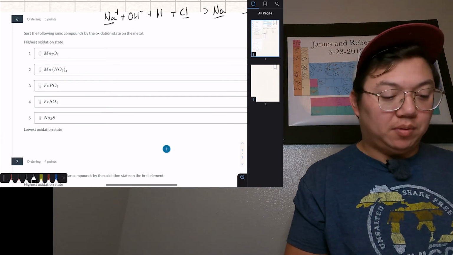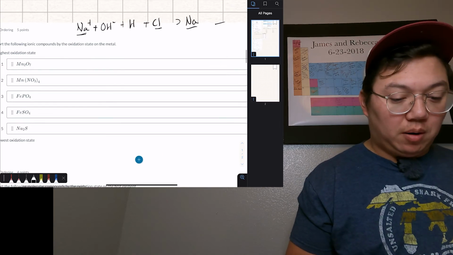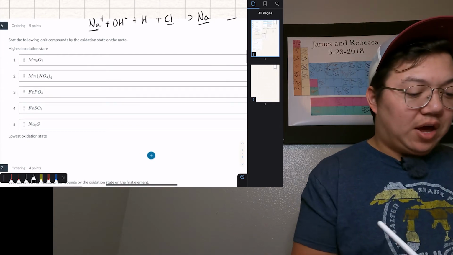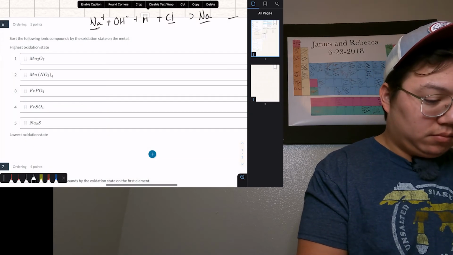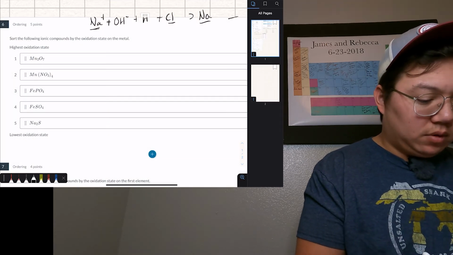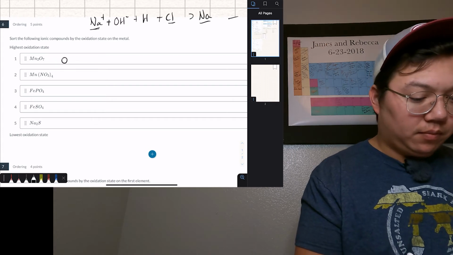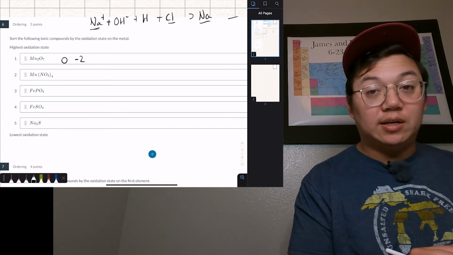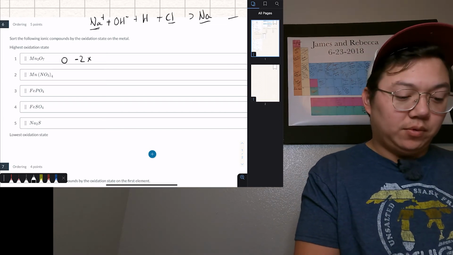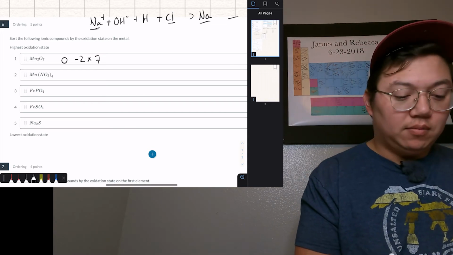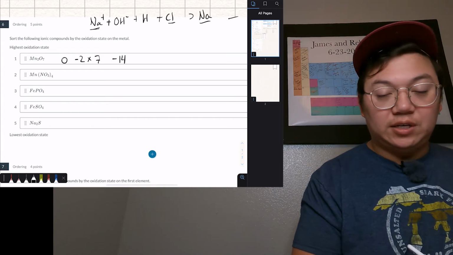So for this first problem, we already know from the previous problem that oxygen has a -2 oxidation state. And since we have 7 of them, we just multiply that by 7. So our oxidation state is -14.